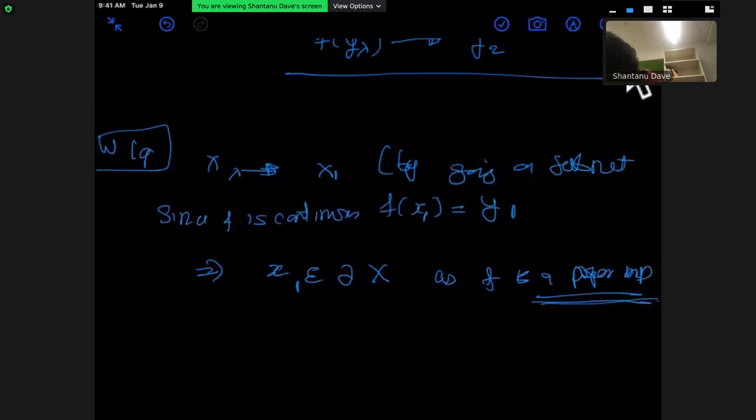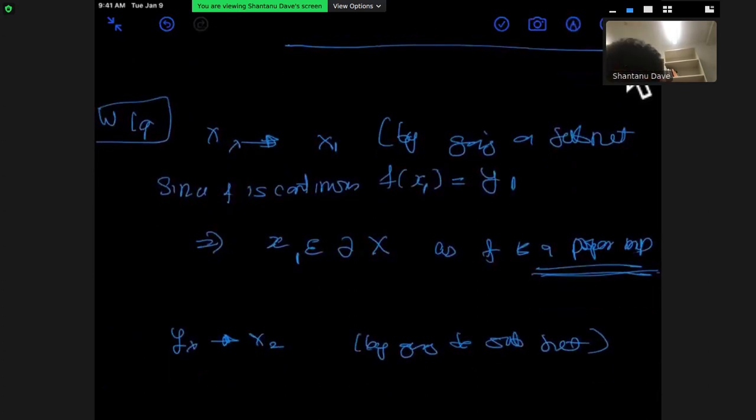Anyway, so we have one condition that this is on the boundary. And we can also similarly say y lambda converges to some x2, right, by going to a subnet.